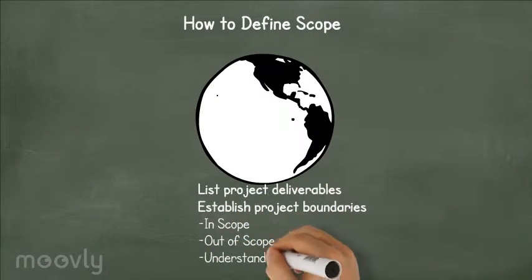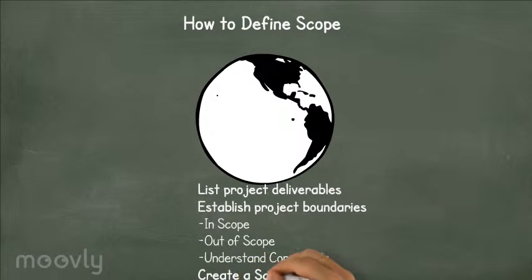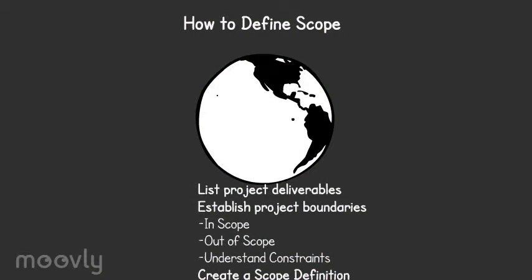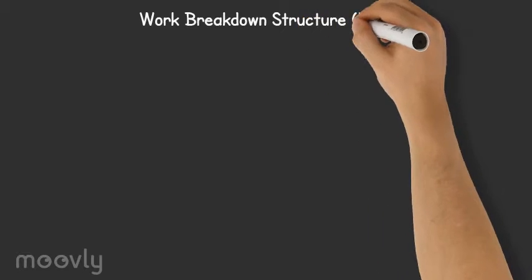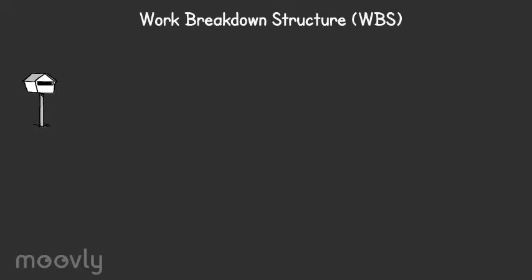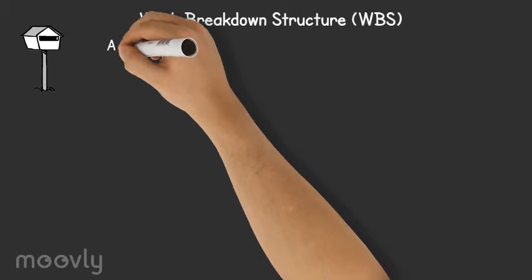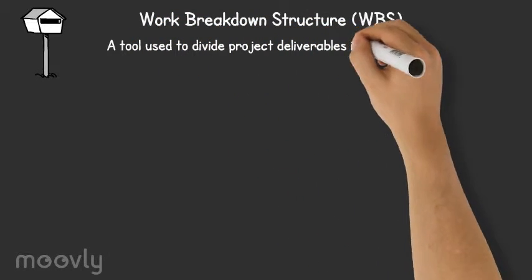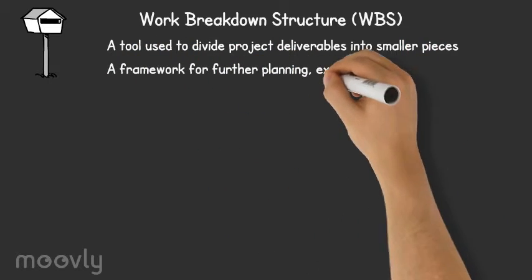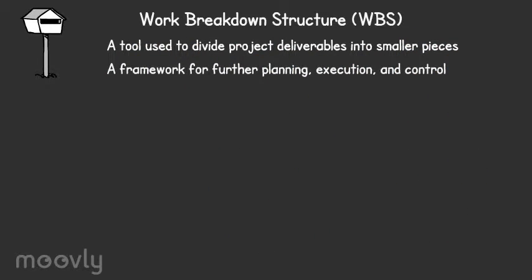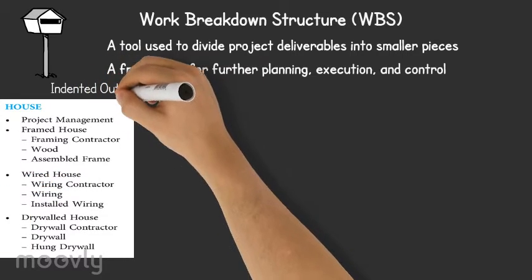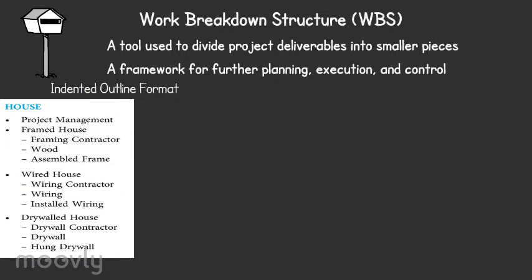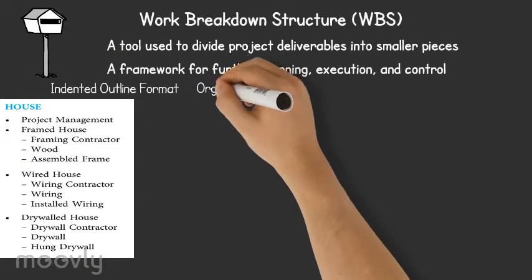It is a tool used to divide project deliverables into smaller pieces, a framework for further planning, execution and control. There are 3 types of chart that we will look at. Indented outline format. It is an outline of the project tasks to be completed. Organizational chart format. An organizational chart is a visual description outlining the roles, responsibilities and relationships. Lastly, we will talk about free format. It is a freestyle chart.